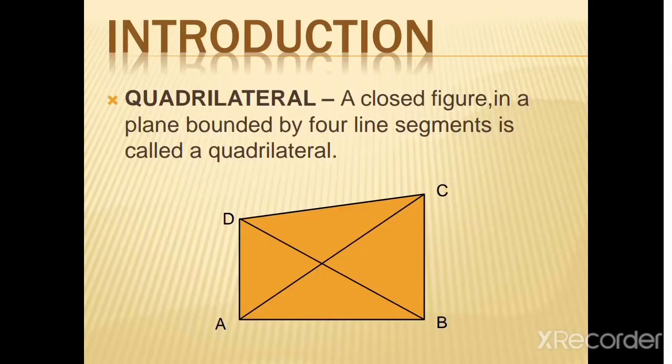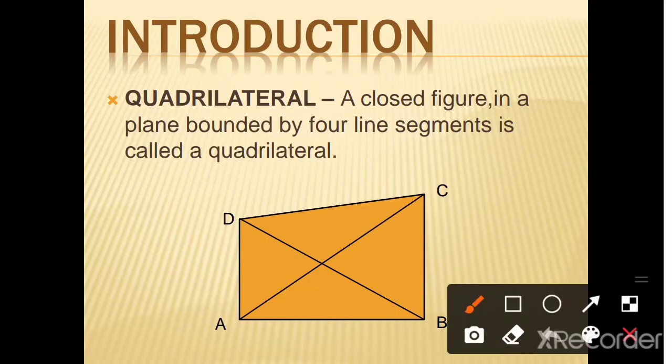Quadri means four. The word quadri means four. It means any closed figure having four sides. So this type of figure is called a quadrilateral.